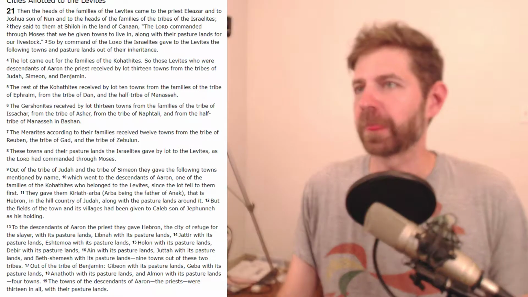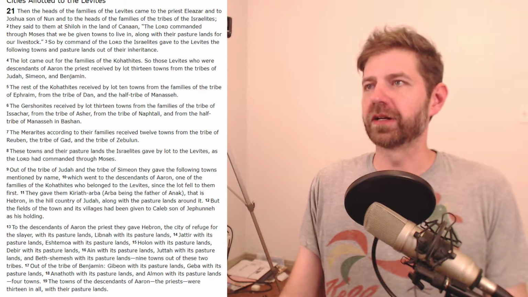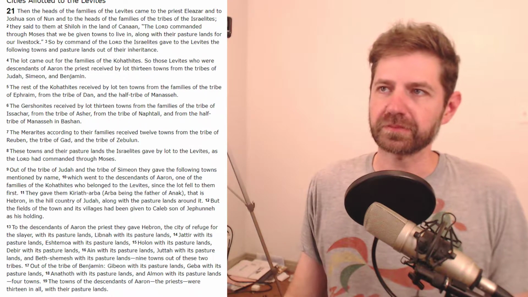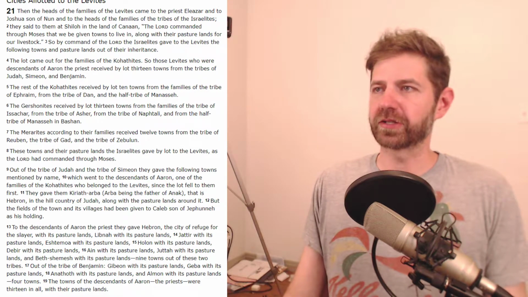Out of the tribe of Judah and the tribe of Simeon they gave the following towns mentioned by name, which went to the descendants of Aaron, one of the families of the Kohathites who belonged to the Levites, since the lot fell to them first. They gave them Kiriath-arba, Arba being the father of Anak, that is Hebron, in the hill country of Judah, along with the pasture lands around it.